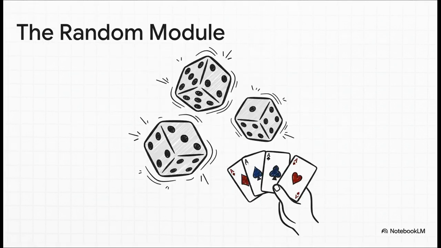You know, sometimes you just need a bit of unpredictability. Building a game, a simulation, just want to shuffle a deck of cards. The random module is your best friend. You can get a random number, pick a random item from a list. It's super useful for all sorts of things.